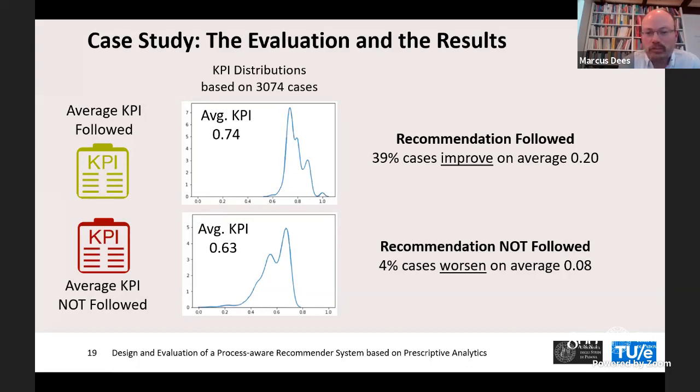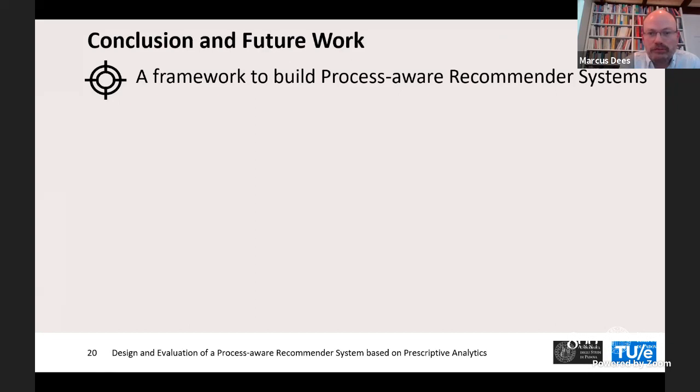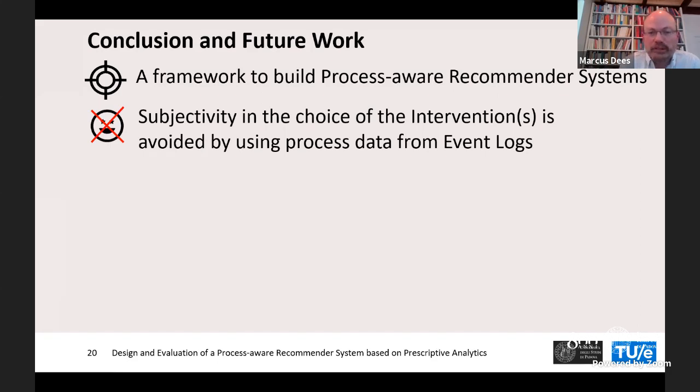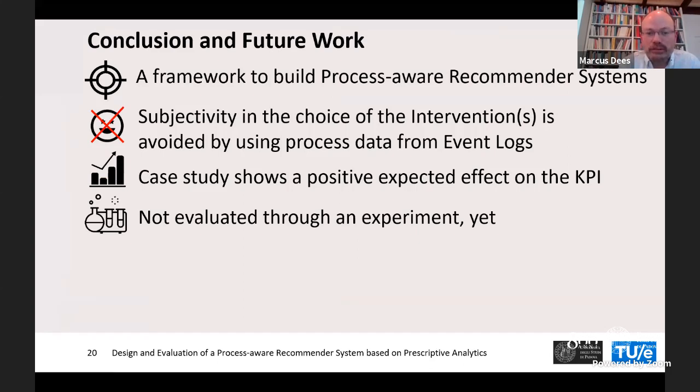And this is the way that our process-aware recommender system is actually expected to improve the KPI, only using fact-based information from an event log. And to conclude, we presented a framework to build process-aware recommender systems where subjectivity is avoided since we use only historical data from event logs. And our case study shows a positive expected effect on the KPI. But unfortunately, we did not evaluate our approach using an experiment, but we are still quite hopeful that we are allowed to do this within the company.